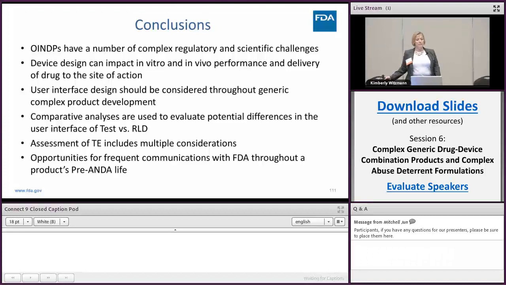And so to conclude, hopefully between Mr. LeBoeuf and I, we have given you an example that these products in specific have a number of complex regulatory and scientific challenges, that device design can impact in vitro and in vivo performance and delivery of drug to the site of action, that the user interface design should be considered throughout the generic complex drug product development program, that comparative analyses are used to evaluate potential differences in the user interface of a test product against its reference listed drug, that the assessment of therapeutic equivalence includes multiple considerations, and that there are multiple opportunities for frequent communications with FDA throughout a product's pre-ANDA life so that we can help to work through these things before your ANDA is ready to come in.